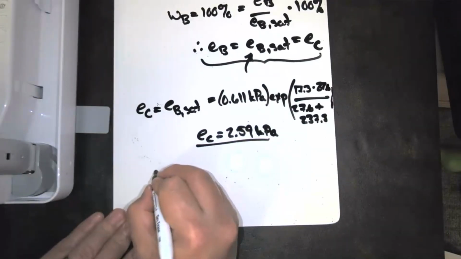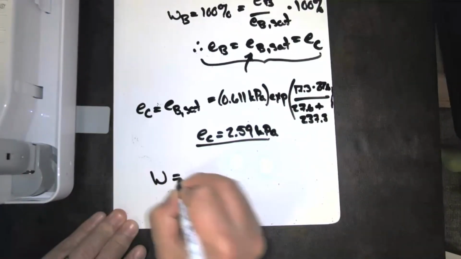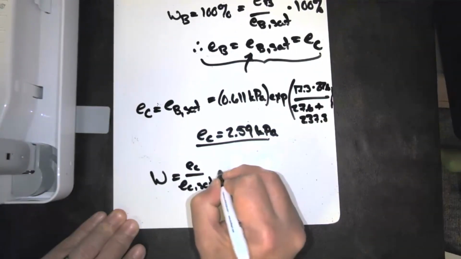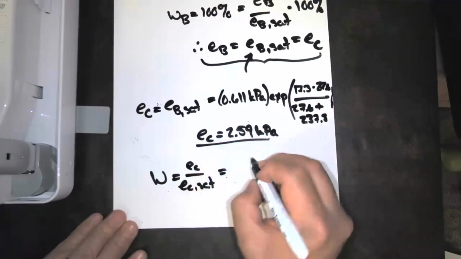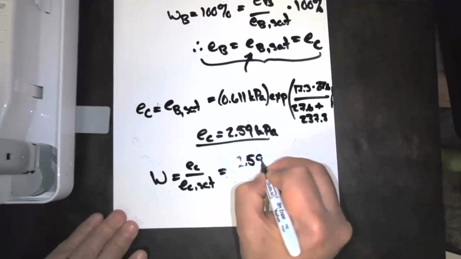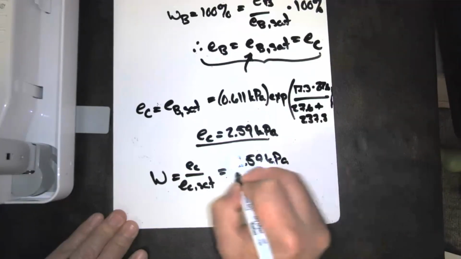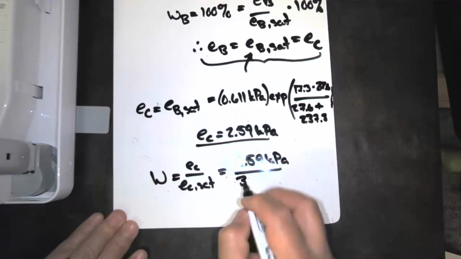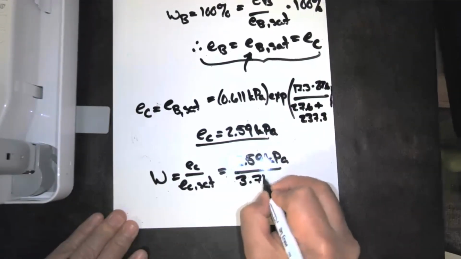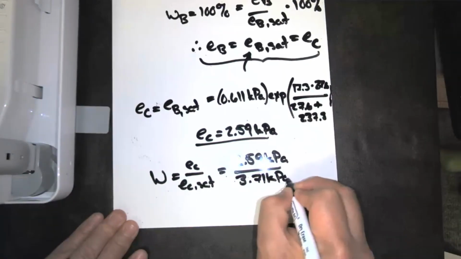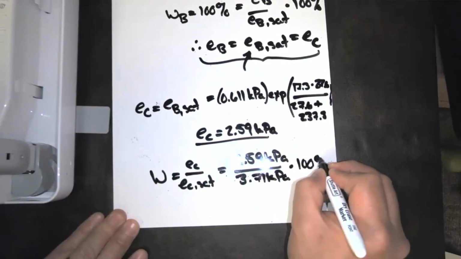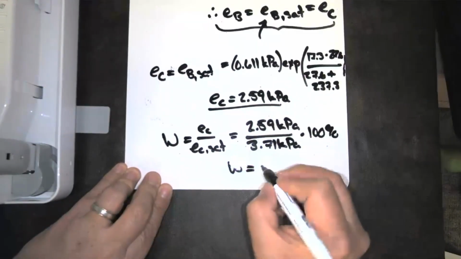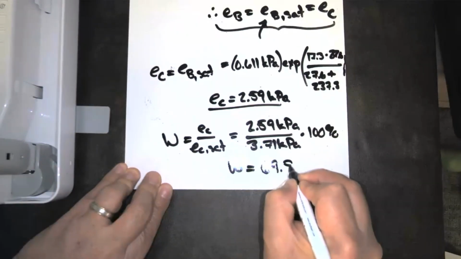Okay, so now to combine these, remembering our definition, we would say E_C over E_C sat, which we previously determined, and we get a value of 69.8%.